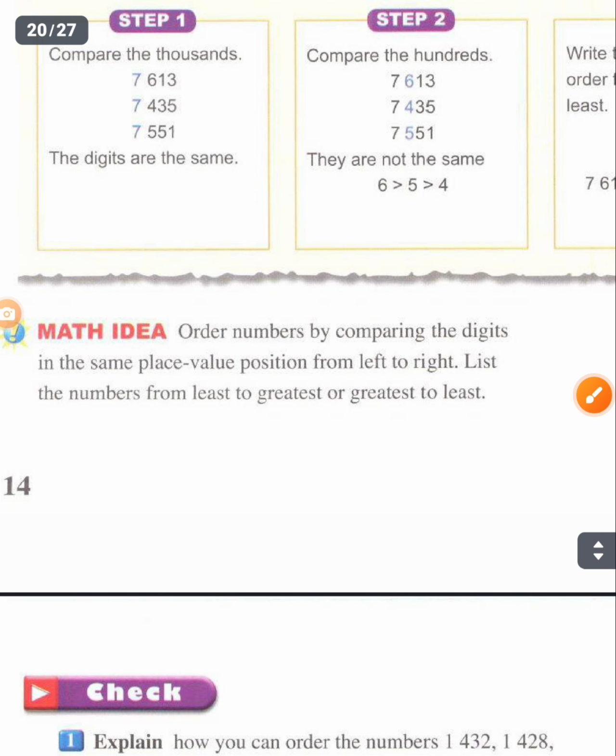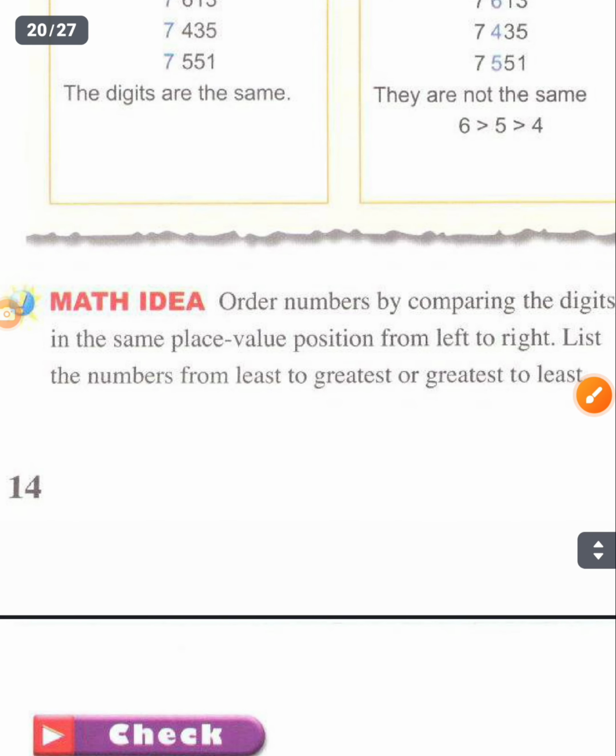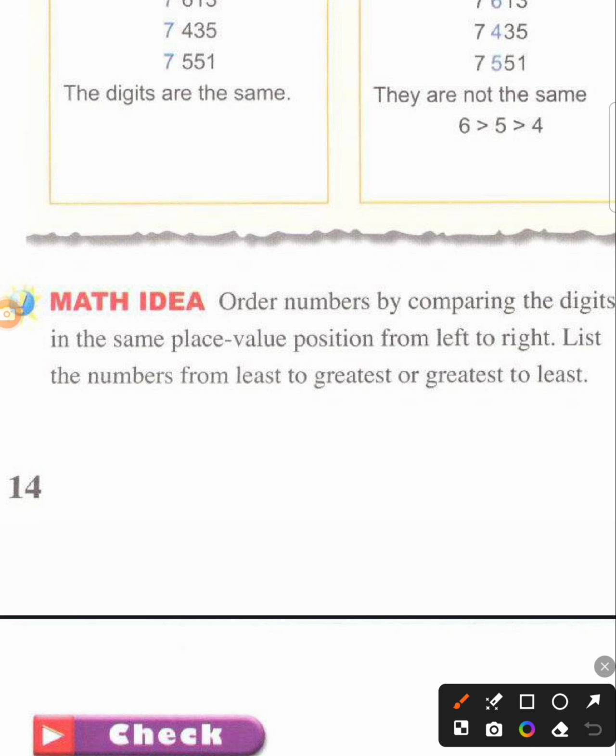So our mathematical idea: order numbers by comparing the digits in the same place value position from left to right. List the numbers from least to greatest or greatest to least. Okay.